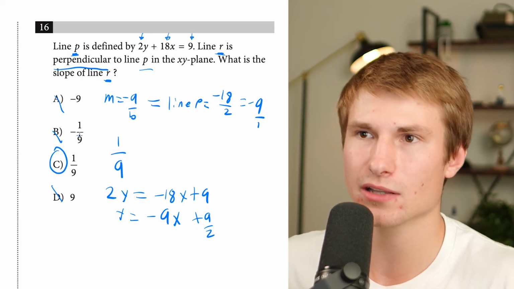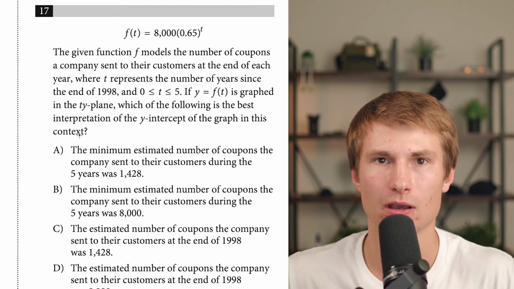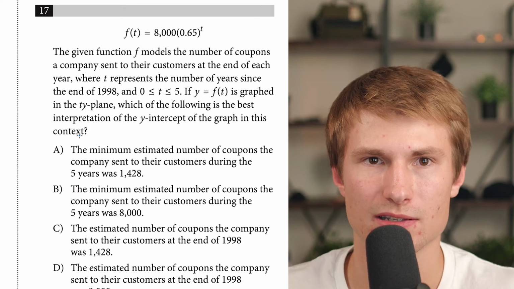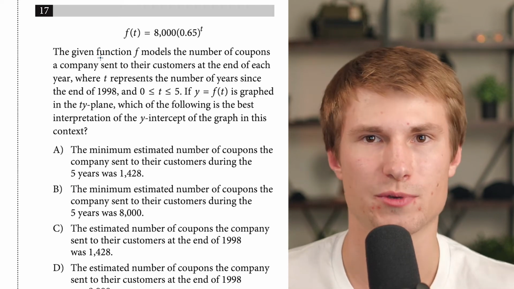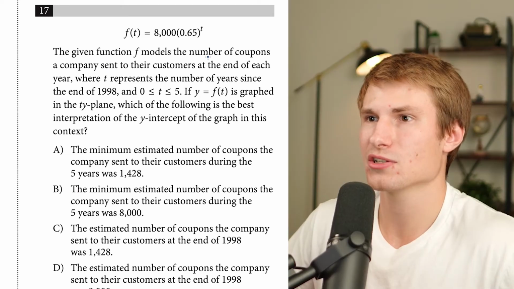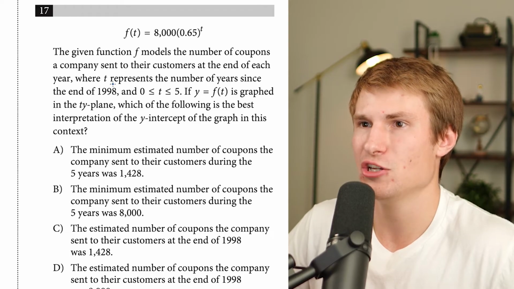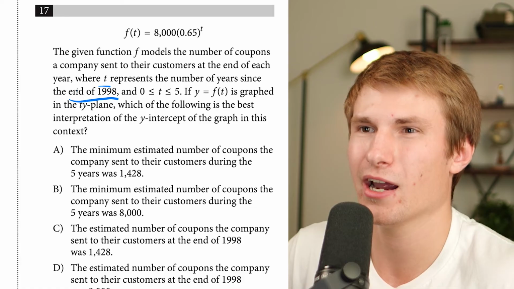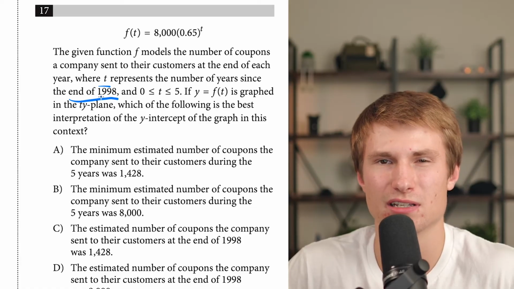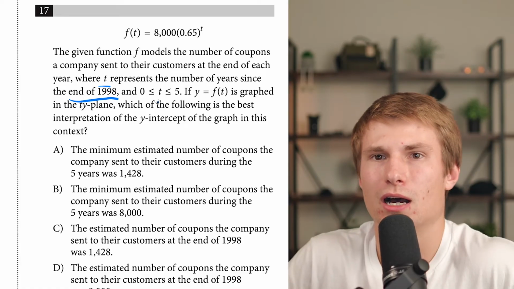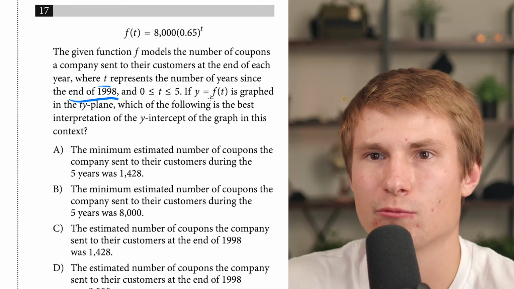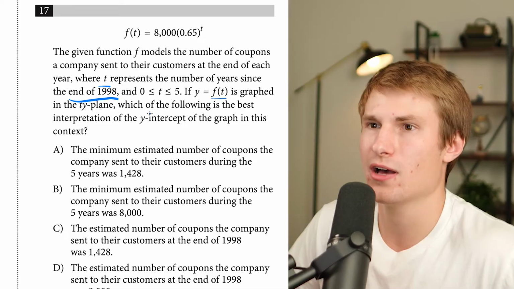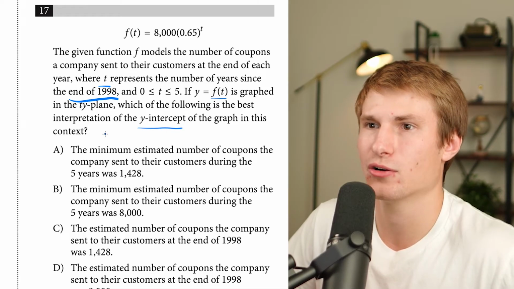That being said, let's go ahead and move on to question number 17. Okay, so this one is a lot of text. Thankfully, it still fits in the screen. We've got 17. Given function f models the number of coupons a company sent to their customers at the end of each year, where t represents the number of years since the end of 1998. I always pay attention to the starts and ends of years on the SAT. I think it's just generally a good idea. And t is between 0 and 5. Y equals f of t is graphed in the ty-plane. Which of the following is the best interpretation of the y-intercept of the graph in this context?